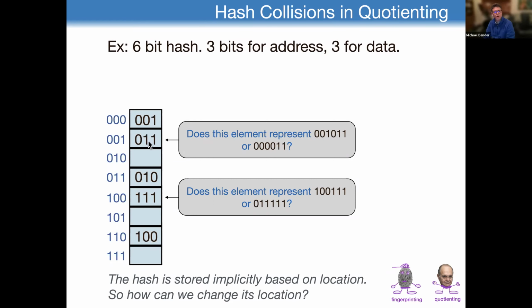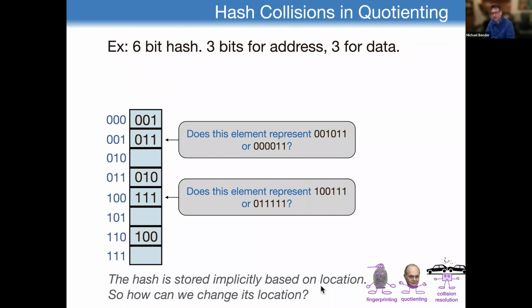But on the other hand, maybe this 011 shouldn't actually be stored in the second position in the hash table, and really it wanted to be stored elsewhere, but then it got shifted to the right. Same thing with this element: maybe it really wants to go in the previous position, or maybe it wanted to go here. And there's nothing in this hash table that's actually explaining that. So the point is that because part of the hash is stored implicitly based on location, how do we change the location? And that's what I'll explain next.